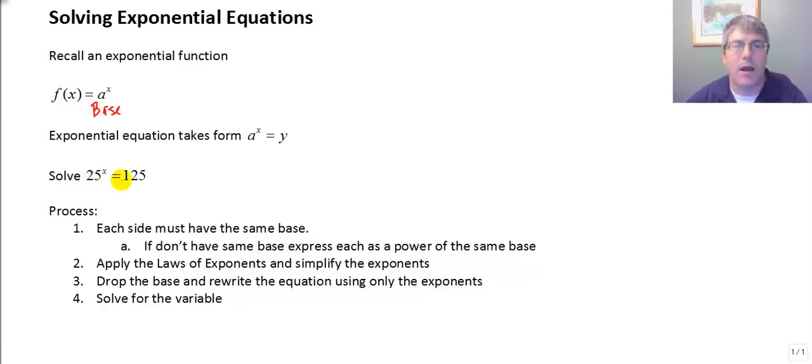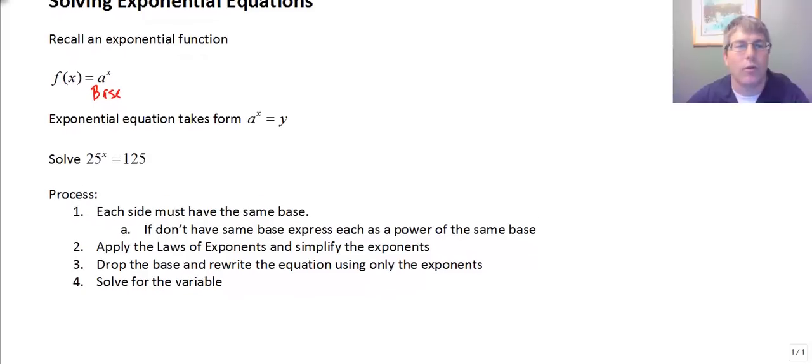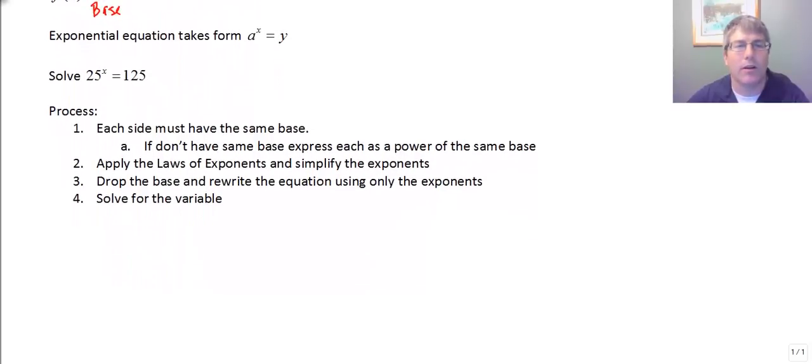So here's an example of an exponential equation. 25 raised to the x power equals 125. So what power do we have to raise 25 to get us to 125? Well, we have a process to do this. In order to solve an exponential equation, we must have the same base on each side of the equation. So if we don't have the same base, we'll have to express each as a power of the same base. So knowing your laws of exponents will help you out here.